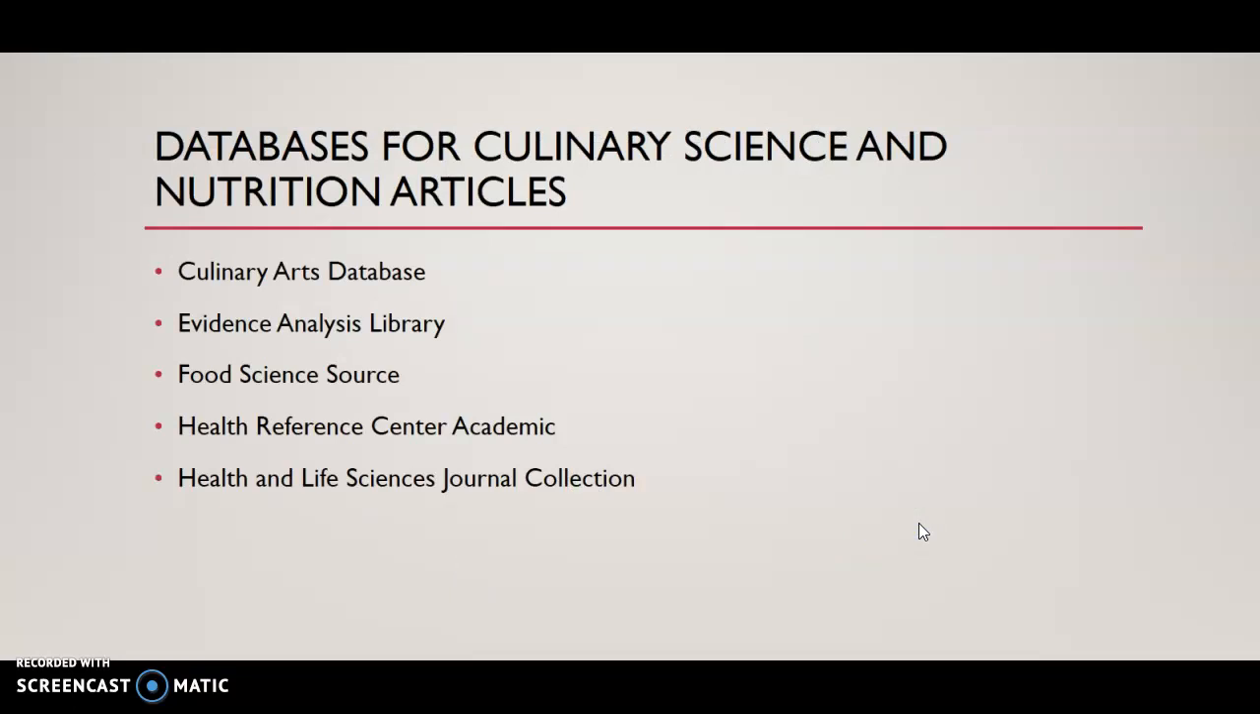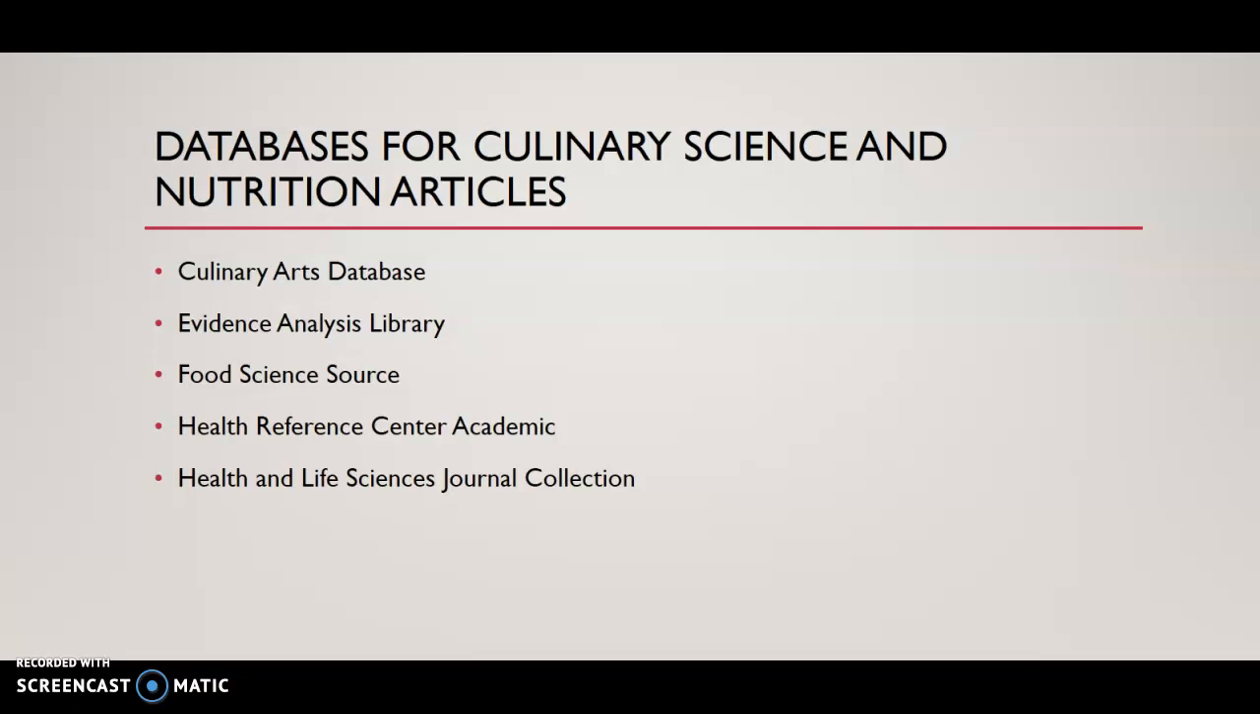We have many different databases, but there are some that work better than others for culinary nutrition and food science students. The Culinary Arts Collection has many full-text articles from major cooking and nutrition magazines. Second, the Evidence Analysis Library works with the Nutrition Care Manual, and they provide research on nutrition, nutrients, and foods used to promote health throughout the human life cycle.